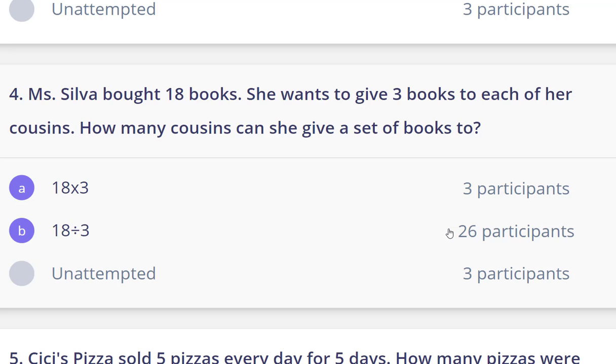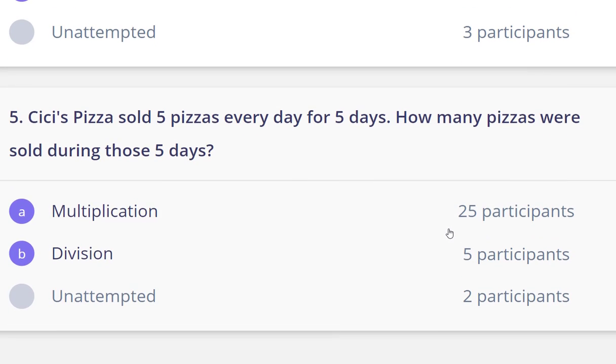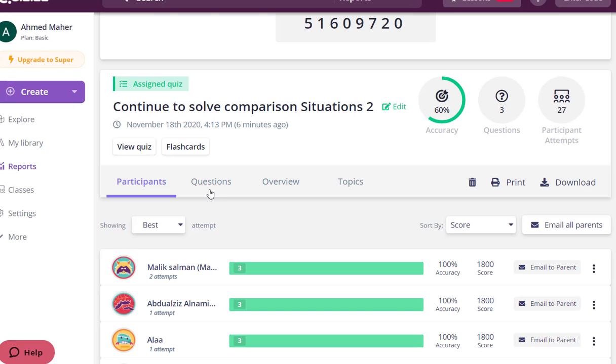Divide. Okay, we will divide 18 by 3. So, thank you. Okay, the last one, my heroes, we have 5 days and each day 5 pizzas. So 5 multiplied by 5. We will multiply.